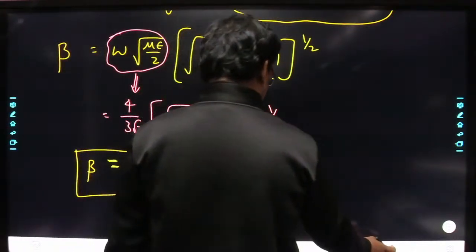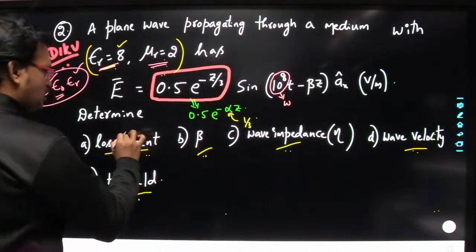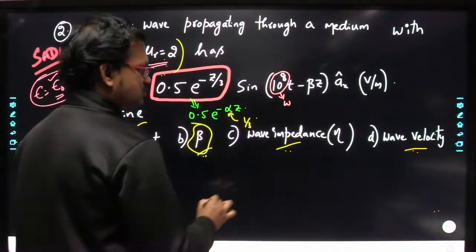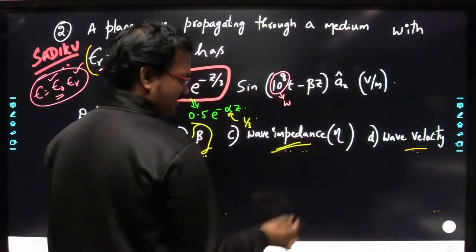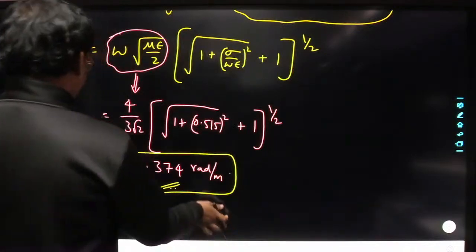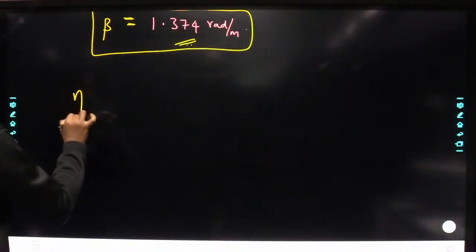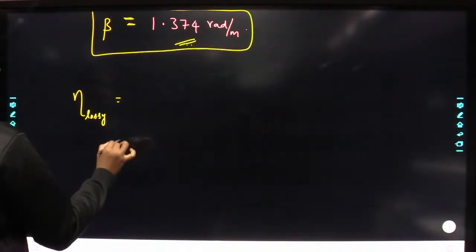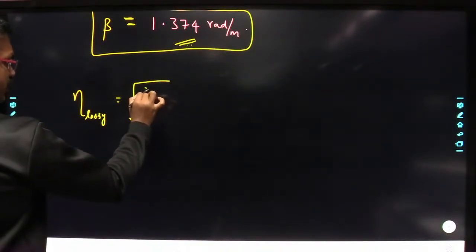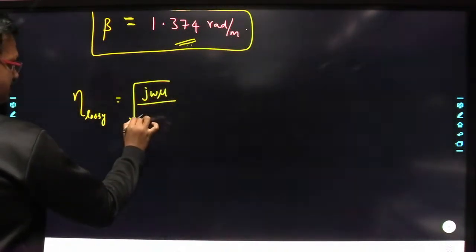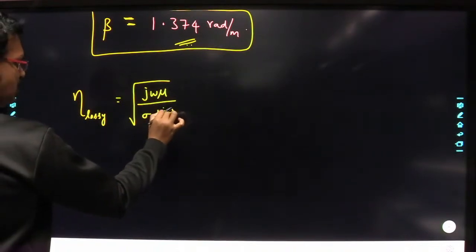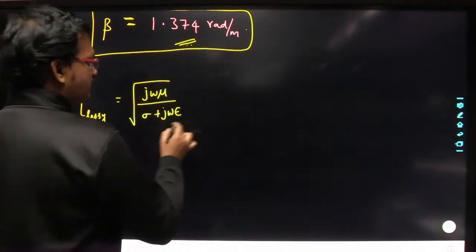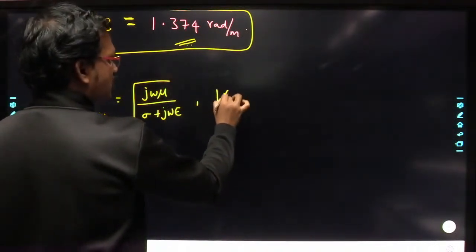So next what they are asking? So we have determined loss tangent sigma by omega epsilon ratio, we have determined beta value, and now they are asking to determine wave impedance, that is intrinsic impedance here. Okay, so you have to determine the intrinsic impedance. So intrinsic impedance for which medium? This is lossy medium. Yes or no? So this is equivalent to square root of j omega mu divided by (sigma plus j omega epsilon), right?